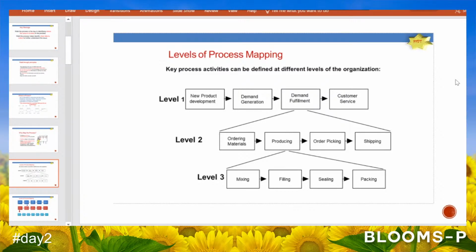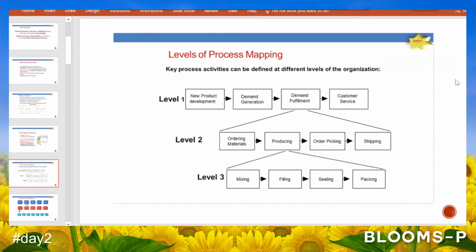Those are common examples, simple examples that give us the enlightenment of a certain process. Okay, now let's continue with what I have been telling you, that we are focusing on our customer. So we have to determine the ordering of materials, how we are going to produce it, how they are going to pick those materials, and of course the shipping. Then we'll have the mixing, peeling, sealing, and of course the packing. Simple, but it will give us concrete steps in order to deliver a particular product to our customer.